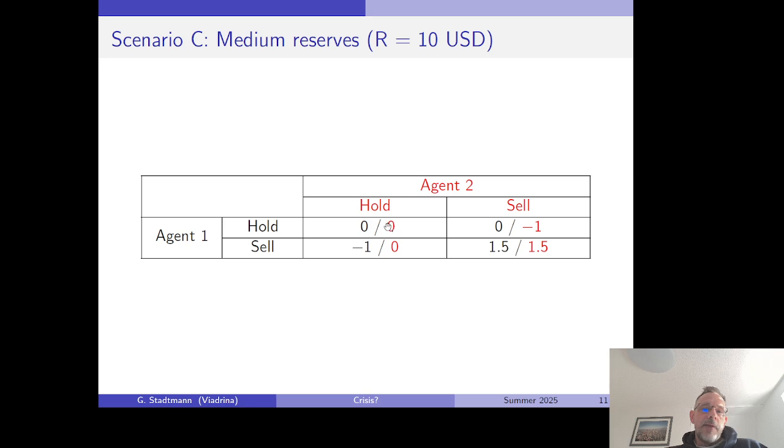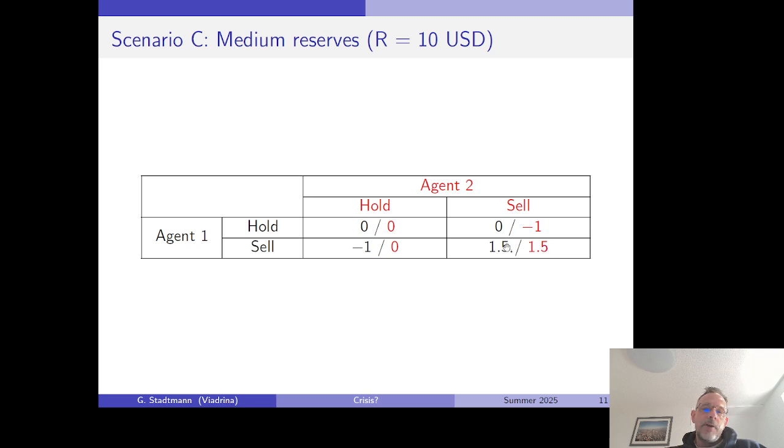What about the left upper cell? Is this a Nash equilibrium? What if agent 2 plays hold? Is there an incentive for agent 1 to switch strategies? No, because the payoff would decrease. What if agent 1 plays hold? Is there an incentive for agent 2 to switch strategies from hold to sell? No, because then the payoff would decrease from 0 to -1. So the left upper cell is a Nash equilibrium.